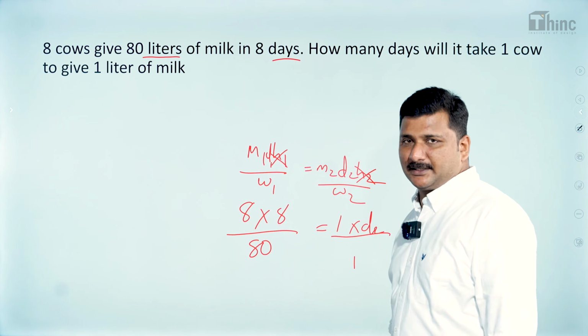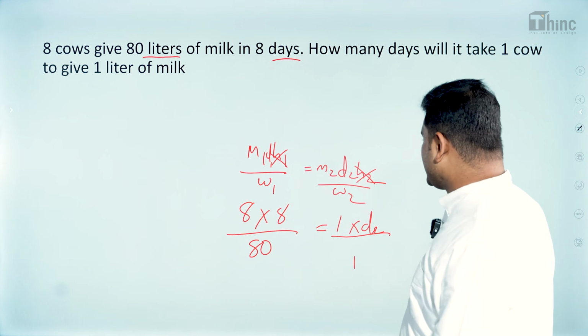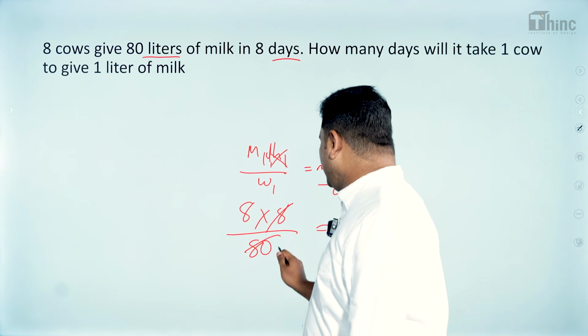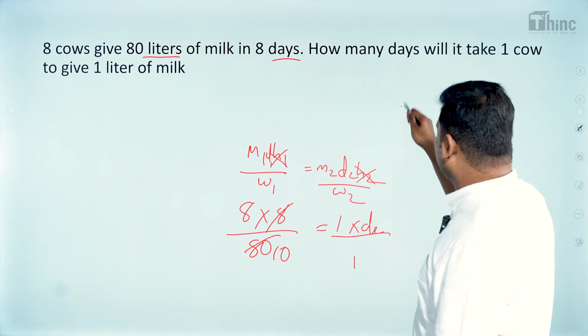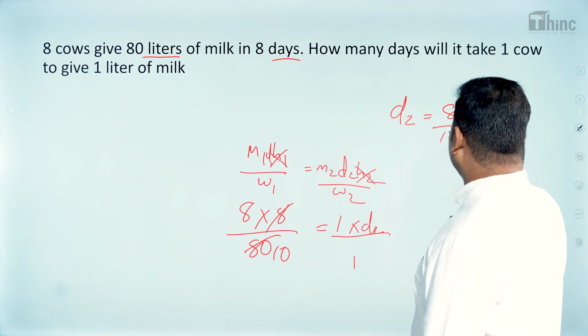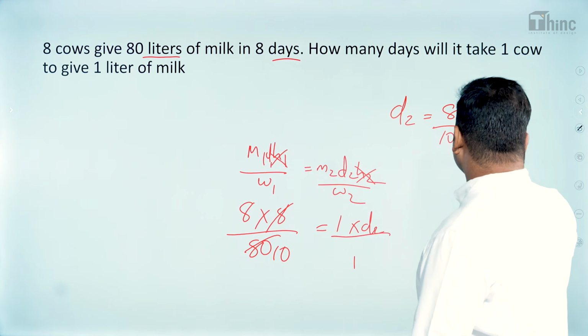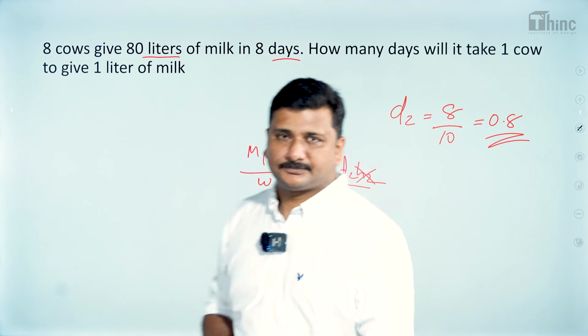So D2 is what is missing, right? So we have everything else, we need to just find the value of D2. So how will we get the value of D2? So D2 is nothing but 8 by 10, which is nothing but 0.8. So 0.8 will be the correct answer.